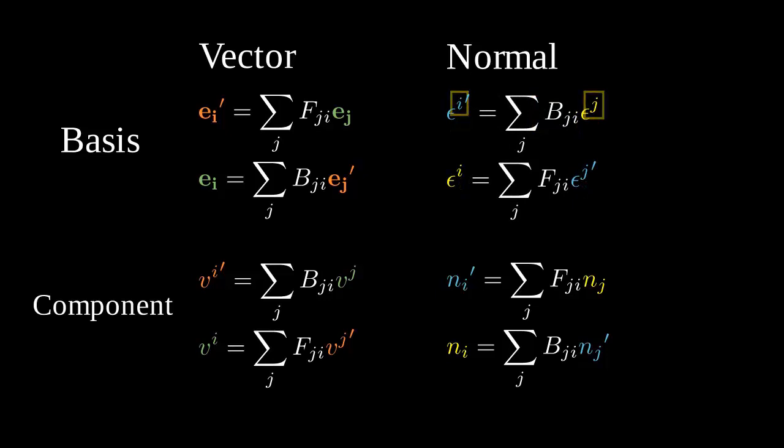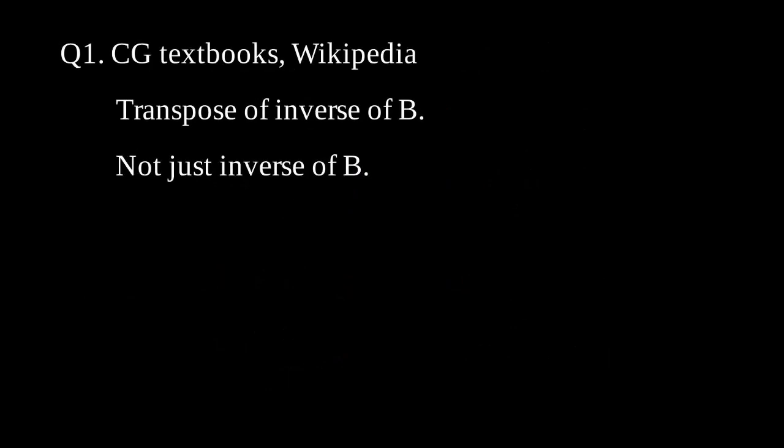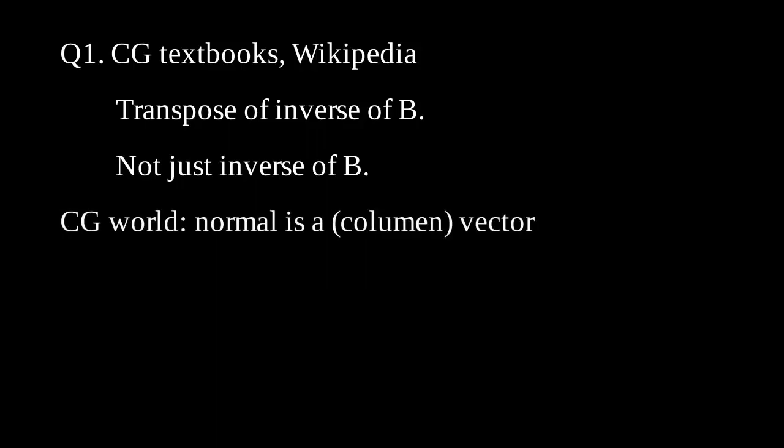You feel a bit happy because you find the simple and symmetric relationships, but you still have 3 remaining questions. 1. Some computer graphics textbooks and Wikipedia say that the normal transformation is the transpose of the inverse of B, not just an inverse. You have already seen that the normal is a column vector in the computer graphics world.